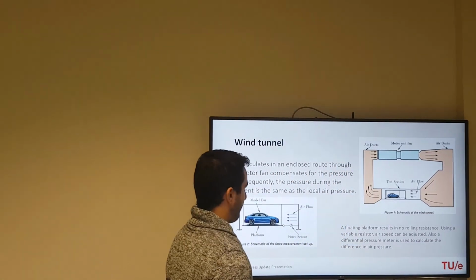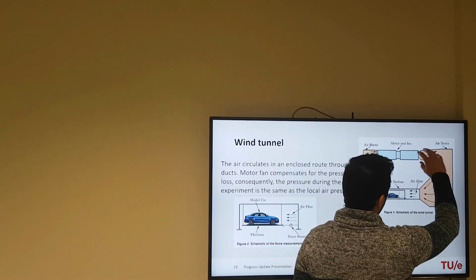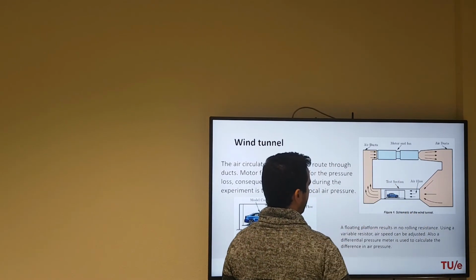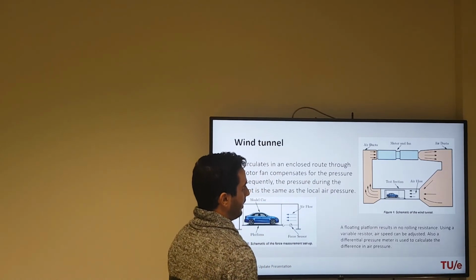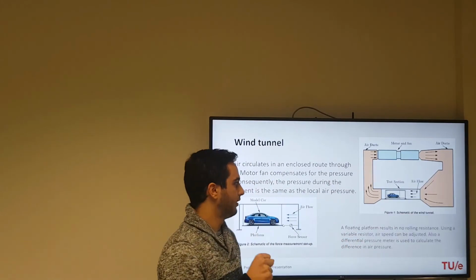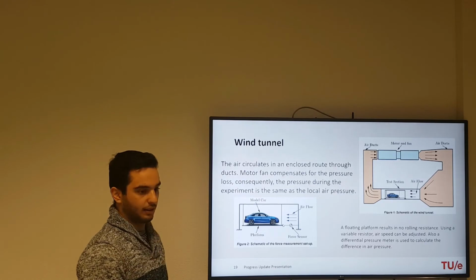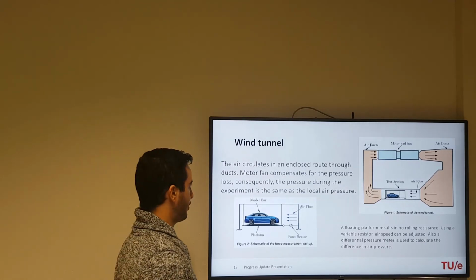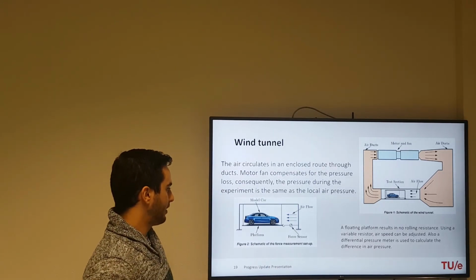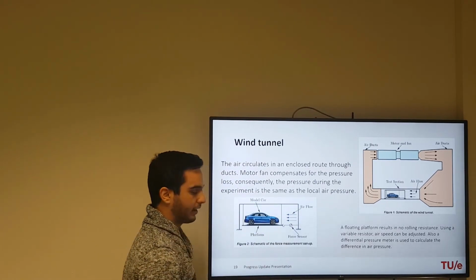The motor fan compensates for the pressure loss, because when air moves in that direction, at the end part it loses its pressure. Therefore, the motor fan compensates for that, and a small opening that's created there is for preventing this. Owing to this fact, the pressure during the experiment is the same as the local air pressure. As you can see here, this is the platform on which the car will be placed.